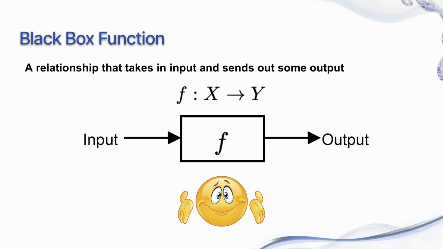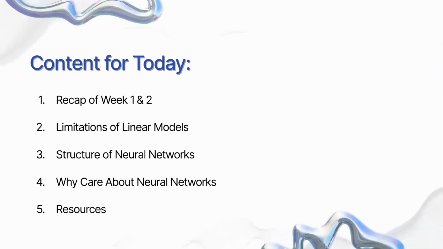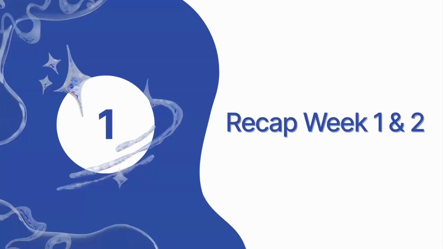But that's the point. So we'll go over a breakdown of the content for today. We'll go over a brief recap of week 1 and 2, the material that's been taught then. We'll try to motivate why we need different machine learning models besides linear and logistic regression, with some limitations of linear models. Then we'll talk about the structure, definitions, and terminology for neural networks, and ultimately end with why you should care about neural networks.